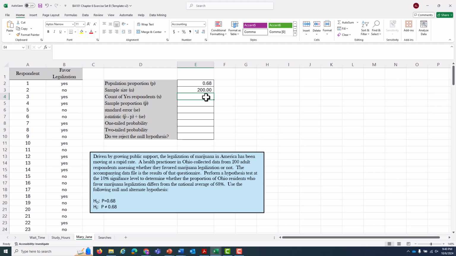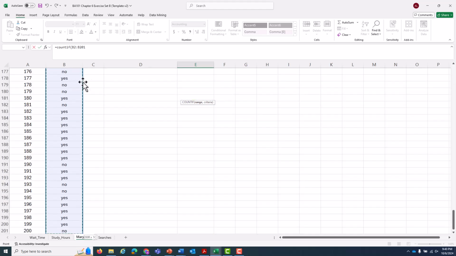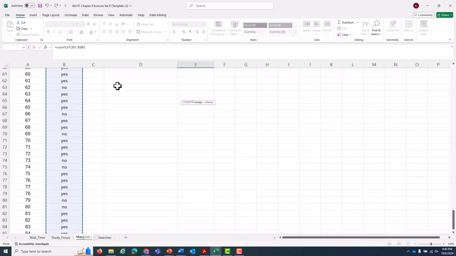How many of those respondents said yes? So now I want a count of how many there is, but if and only if they said yes to the questionnaire. So I can find that using the COUNTIF function. So equals COUNTIF, open a parenthesis. First thing I'm going to input is my range. And my range that I want is all of the returns that we have in column B, whether they said yes or no. So I'm going to start with the very first one, Control-Shift down to grab all of them. I got cells B2 through B201 now.